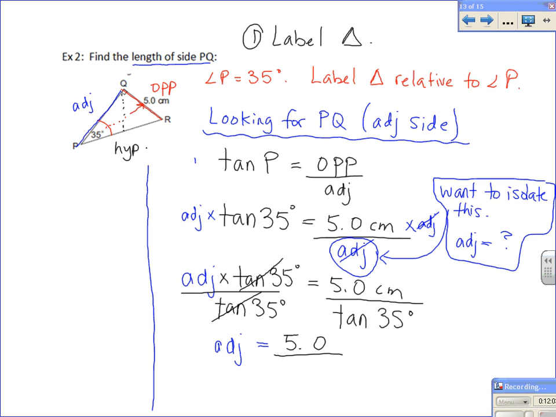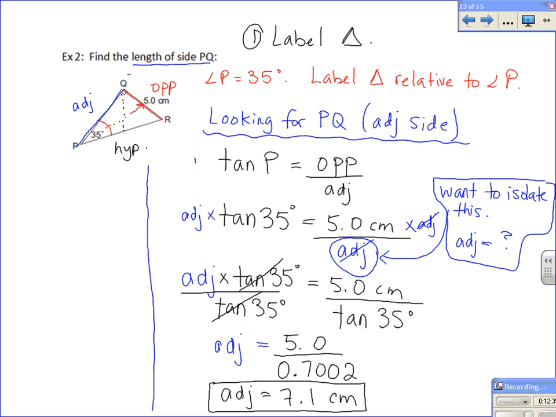Let's use our calculator to determine what the tan of 35 is. In my calculator, I'm going to hit the tan button, and then enter 35. That is equal to 0.7002. So now I can compute this. 5 divided by 0.7002, the adjacent side is equal to 7.1 centimeters. 5 divided by 0.7002 is 7.1. I've solved for the unknown side.